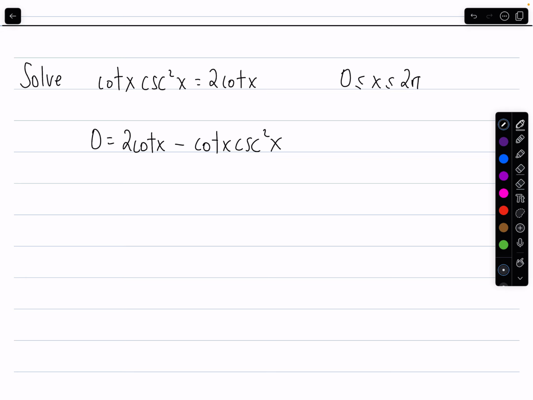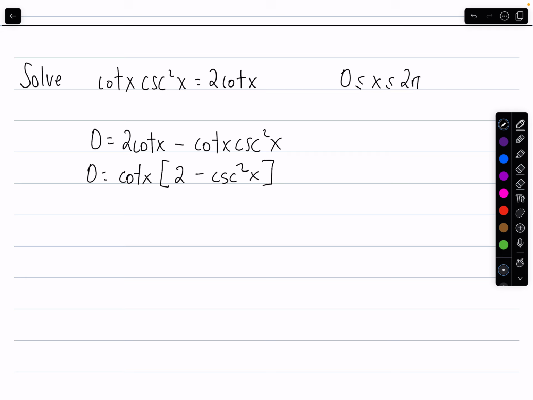And now that I have this, I'm actually going to use greatest common factor to factor this equation. So this is not a quadratic. This is a different type of factoring, greatest common factor. I'm going to take out the cotangent x, and what I'll be left with is 2 minus cosecant squared x.